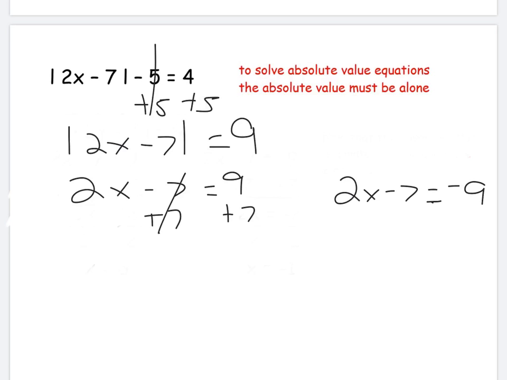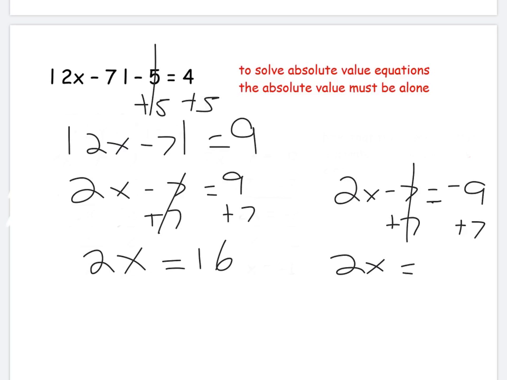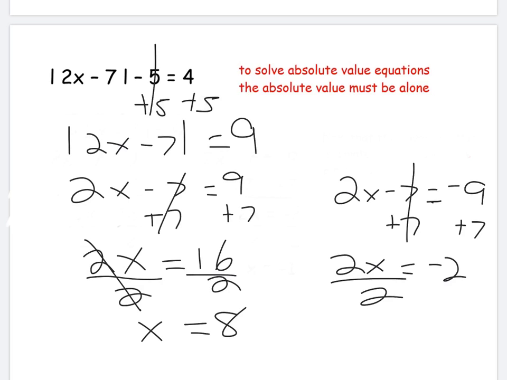Minus 7 plus 7 cancel each other out, and I'm left with 2x is equal to 9 plus 7, which is 16. On the other side, I add the 7, just like before. Minus 7 plus 7 is 0, so they cancel each other out. I'm left with 2x equals, and then I have negative 9 plus 7, which is negative 2. To solve both equations for the last step, I need to take both sides and divide by 2. These two 2's cancel each other out, so I'm left with x. And then 16 divided by 2 is 8.